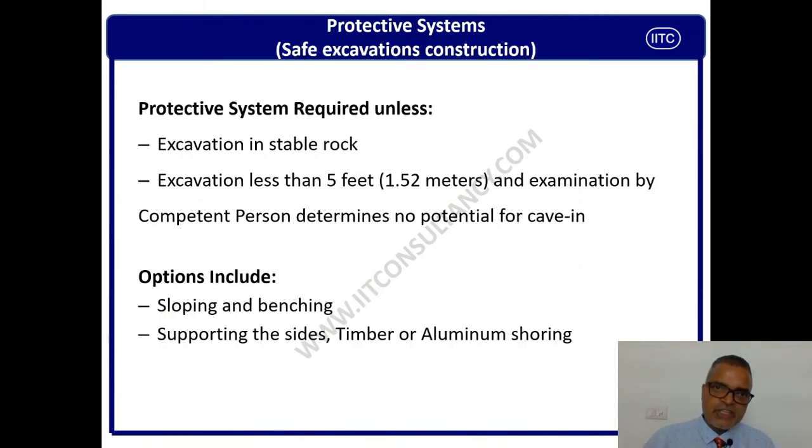Now we will see the protective system, safe excavation during construction. Why are protective systems required? Protective systems are required unless: excavation is in stable rock, in which case we do not need a protective system; or the excavation is less than 5 feet, 1.5 meters, and examined by a competent person who determines there is no potential of caving. In these cases, we do not need a protective system. Other than that, we need a protective system. Options include sloping and benching, and supporting the sides by timber or by aluminum shoring.